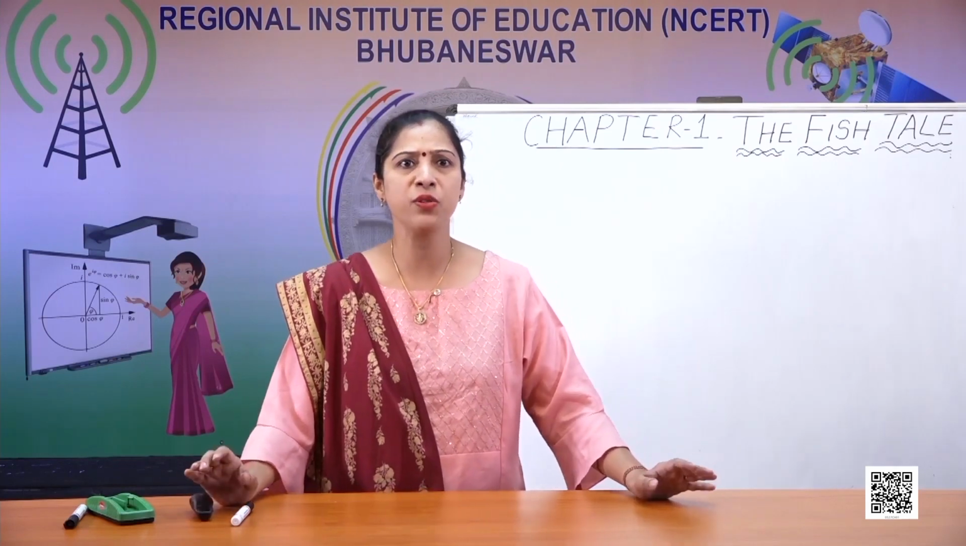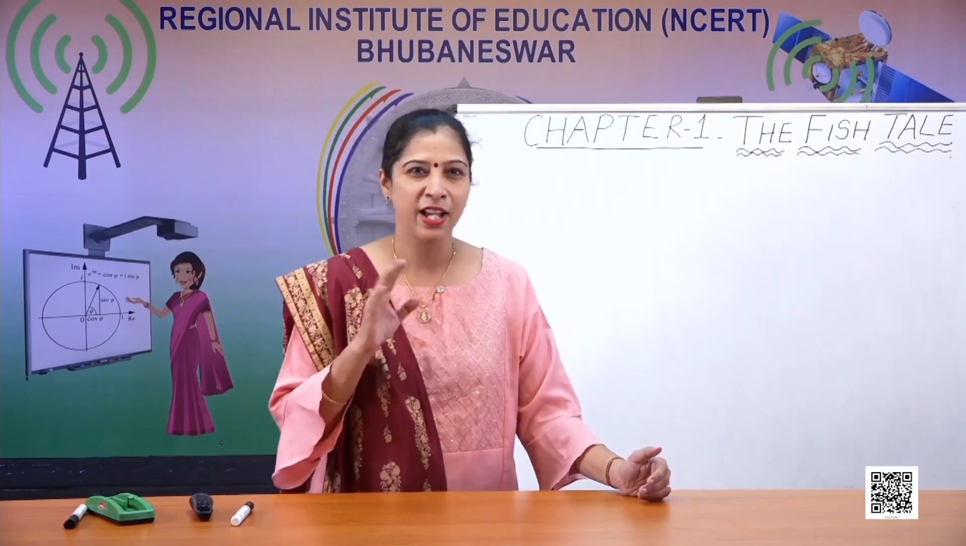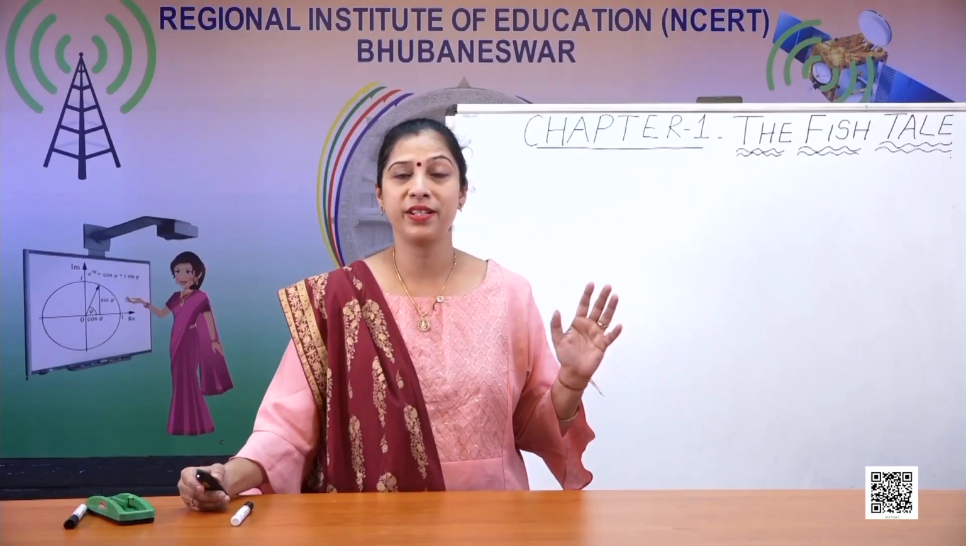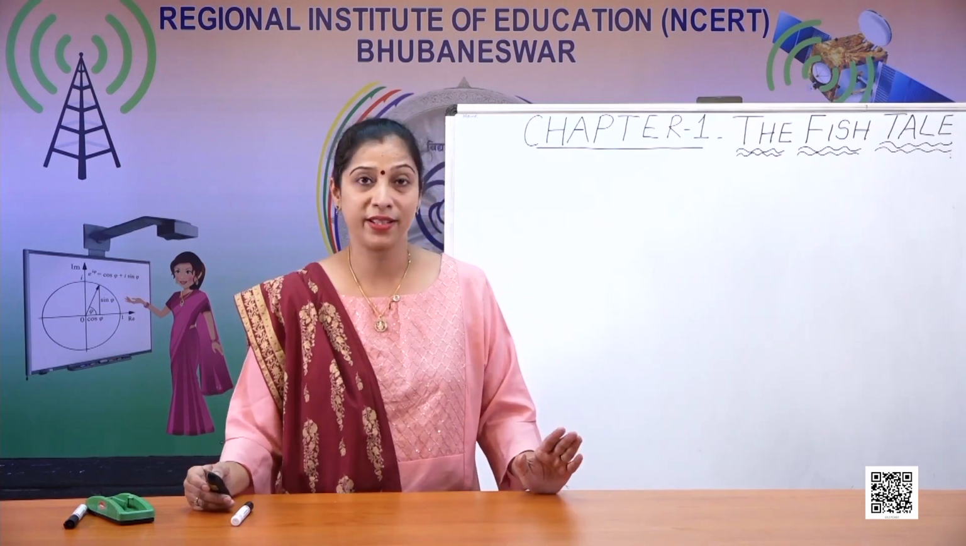Now, Jinsi used these shapes to make drawings. Jinsi is not as bad as me in drawing. So she used these shapes to make drawings of fish. Now you can also use some shapes to draw the different sea animals shown below. In your book, you have got different pictures. You can use these shapes to make those pictures. I have taken some examples where circle is used, hexagon is used, pentagon is used, then rectangle is used, semicircle is used. You can see you can make a lot of different shapes using these shapes.